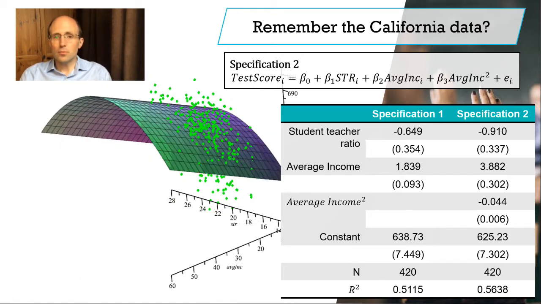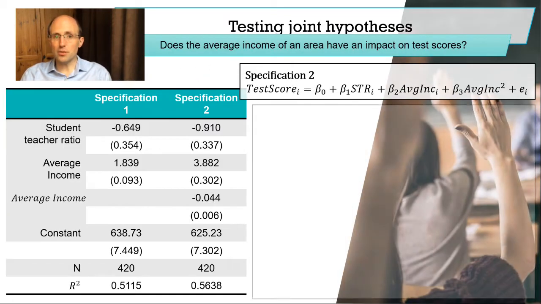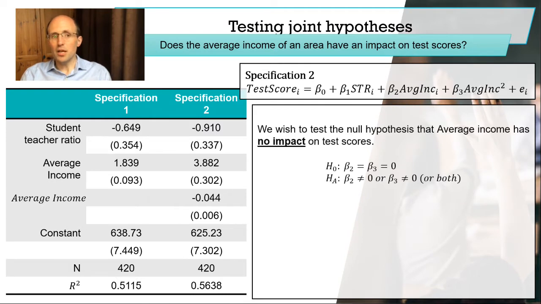So one possible strategy that we might use is we might say, well, if we wanted to test the hypothesis that average income has no impact on test scores, this would be equivalent to beta 2 and beta 3 both being equal to 0. So in other words, we're going to set a null hypothesis that beta 2 is equal to beta 3 is equal to 0 against an alternative that either beta 2 is non-zero, or beta 3 is non-zero, or both of them are non-zero. Now, what strategies could we use to try and test this hypothesis?